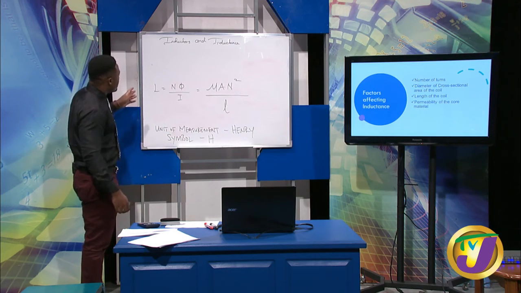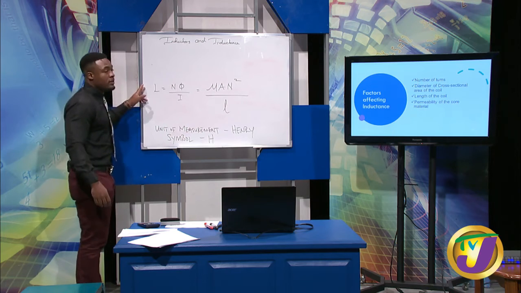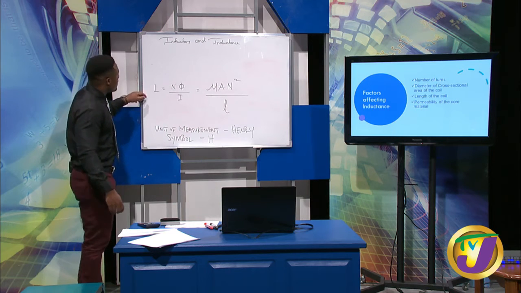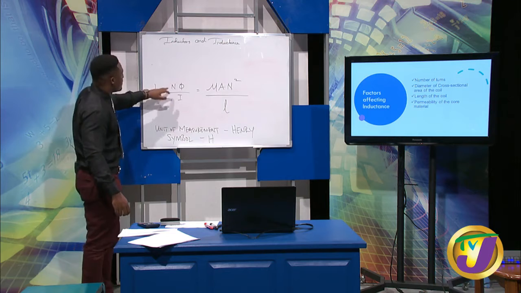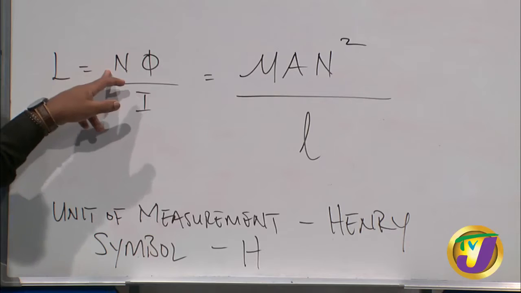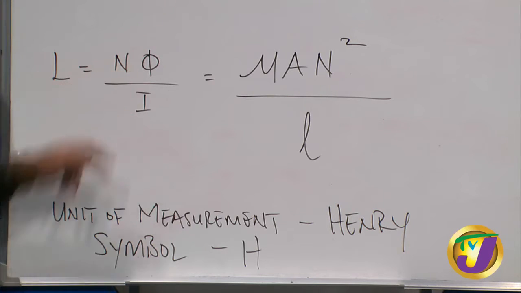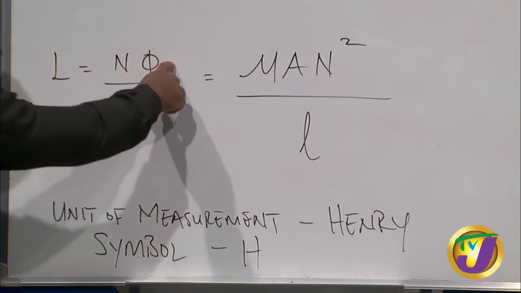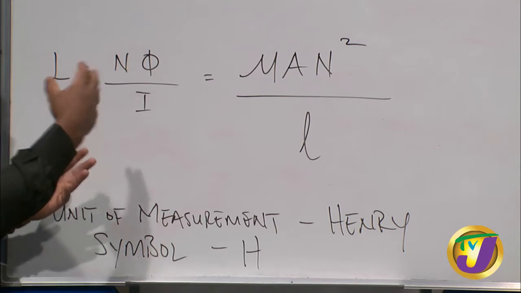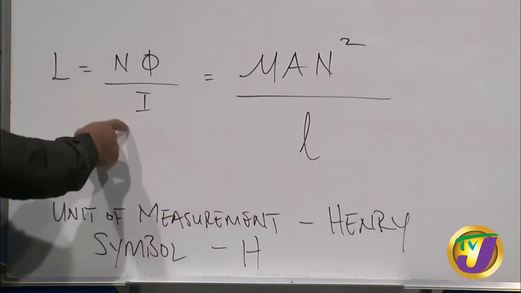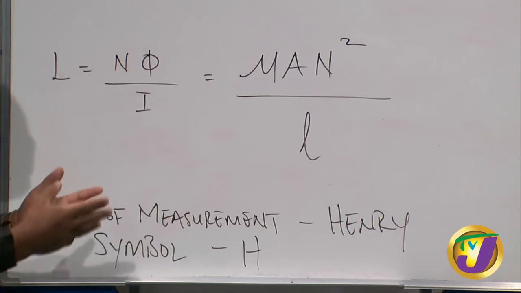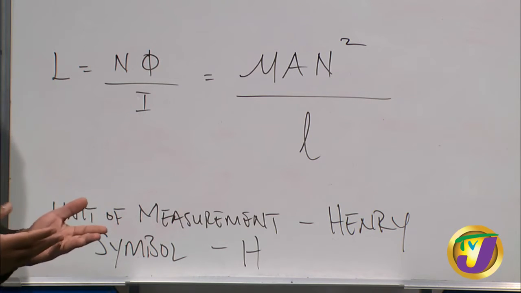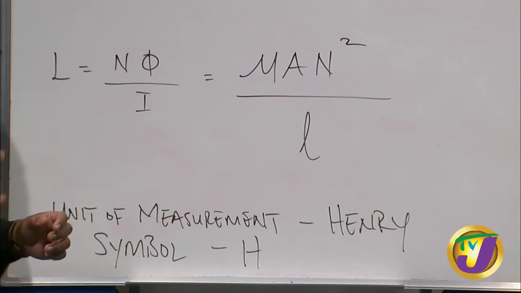Now, based on what we just derived, we can go ahead and use our formula on the board, which is L, which in this sense is induction or inductance, is equal to N, which is the number of turns of the coil, times phi, which refers to the magnetic lines of force, divided by the current, which is produced by the inductor. That will give you the value of inductance of any given inductor.